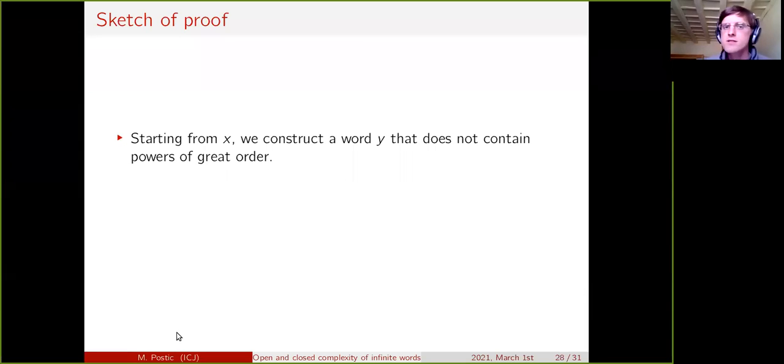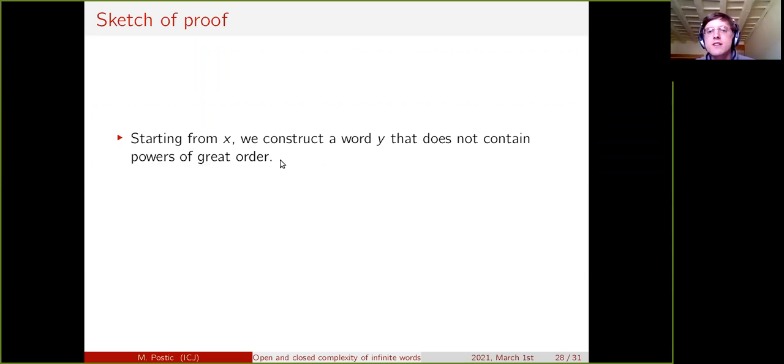So now what is the sketch of the proof in this case? You take an aperiodic word x which has a bounded closed complexity, and you first construct a word y which does not contain powers of great order. I'm not specifying what great order is here, but the idea is that you can do this using the branching lemma, because you can avoid constructing long powers by applying the branching lemma that you have.